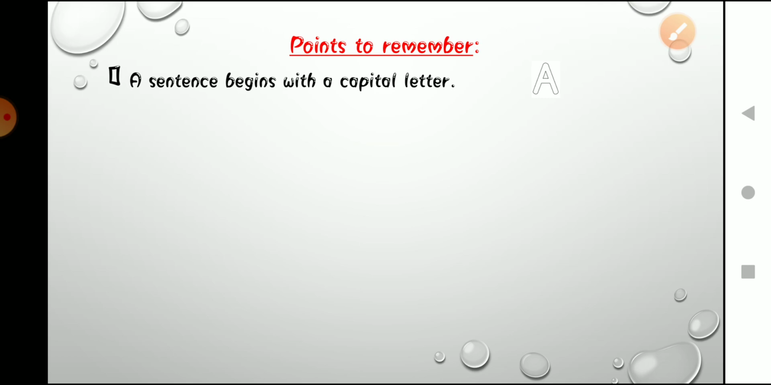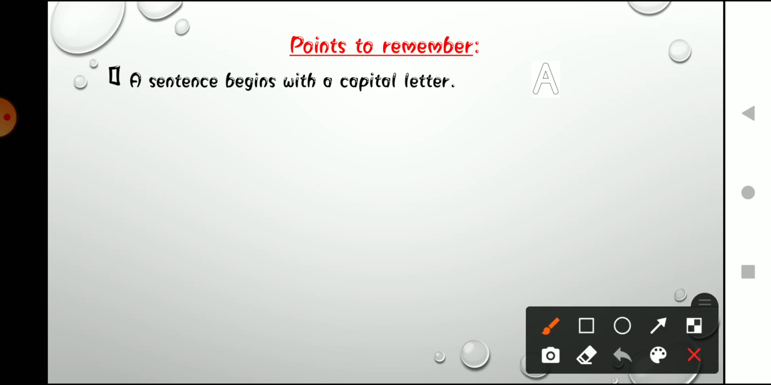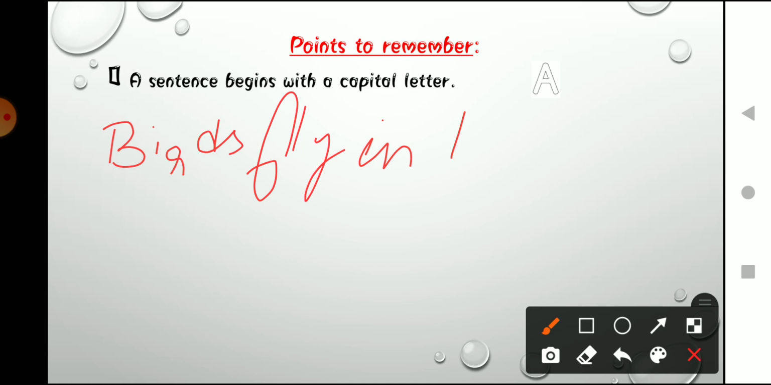Suppose, for example, if I say birds fly in the air, right? So I said that the first word should be capital.